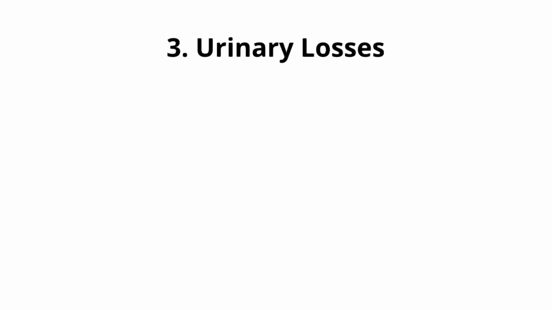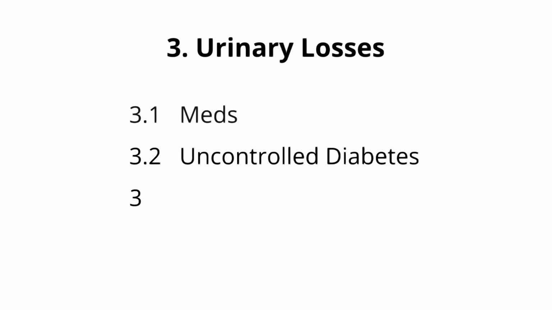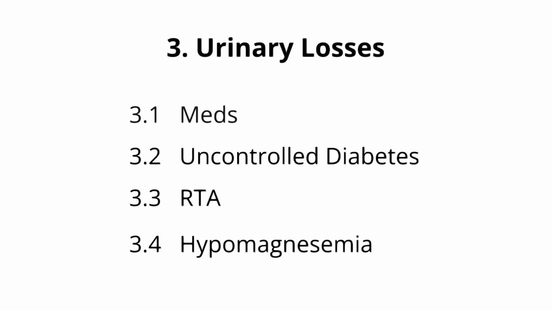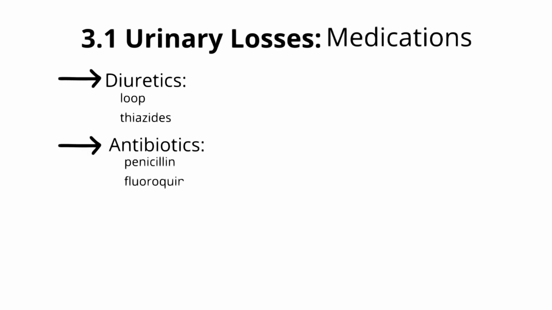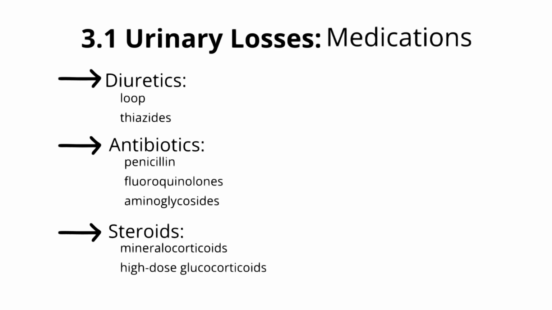There are a lot of things that cause urinary losses of potassium, so it's helpful to divide them into four groups. 1. Medications. 2. Uncontrolled diabetes. 3. Renal tubular acidosis, or RTA. And 4. Hypomagnesemia. First, let's look at the med list for possible culprits. Diuretics, particularly loop diuretics and thiazides, result in potassium wasting in the urine.